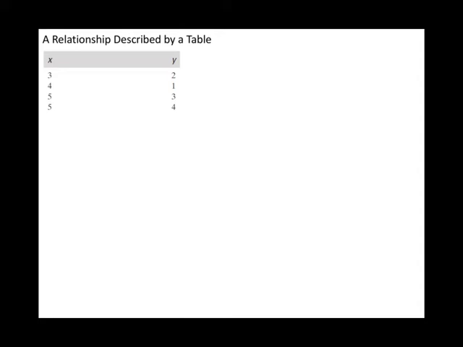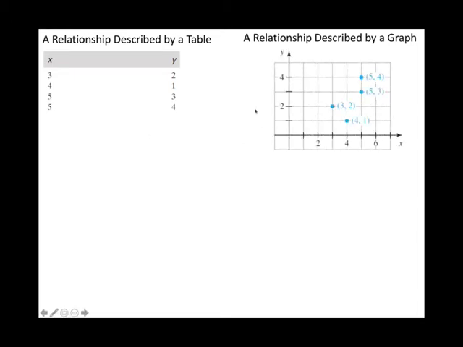A relation described by a table. So the ordered pairs, we could use the table to represent it. We have 3 and 2, 4 and 1, 5 and 3, and 5 and 4. So that is the relation described by the table. Or a relation described by a graph. So we have the coordinates here. We could plot the points in the rectangular coordinate system. So for 3, 2, the ordered pair, we go 3 units to the right, go up 2 units.